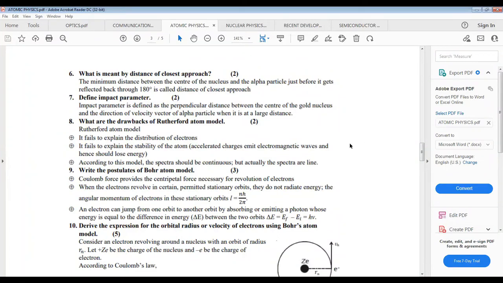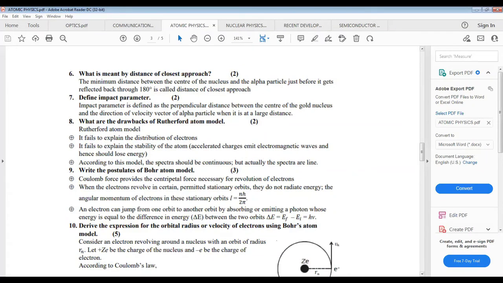So what are the drawbacks of the Rutherford atom model? It fails to explain the distribution of electrons. It fails to explain the stability of the atom. According to this model, the spectra should be continuous, but actually we are finding only line spectra, while this model shows a continuous spectra.